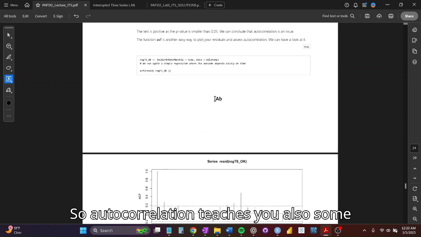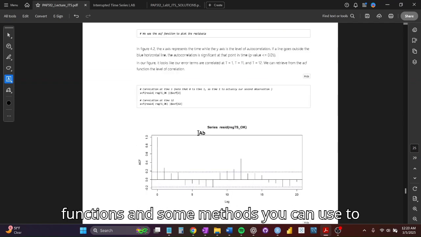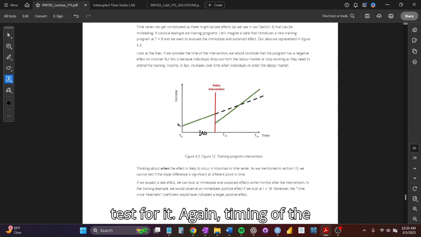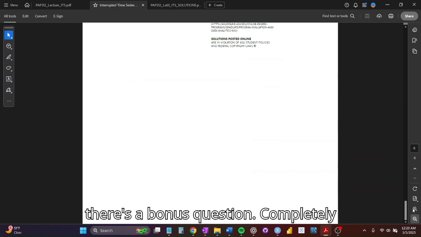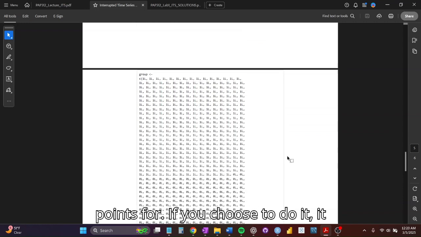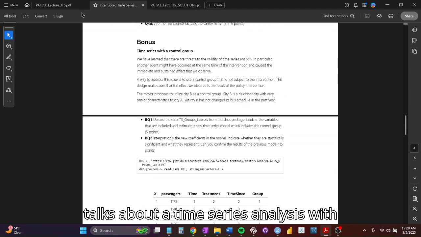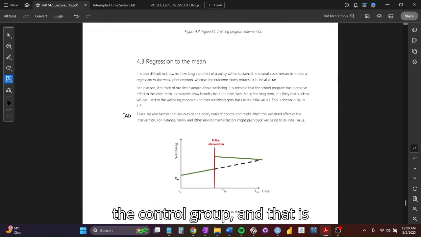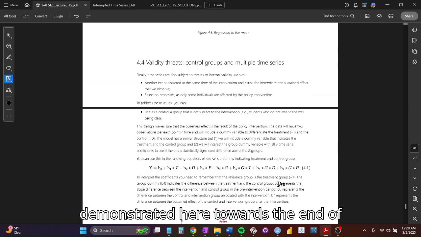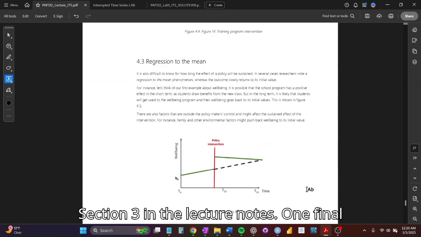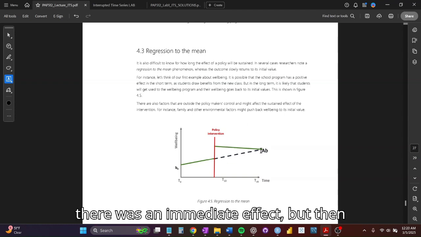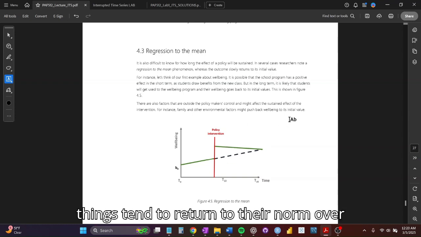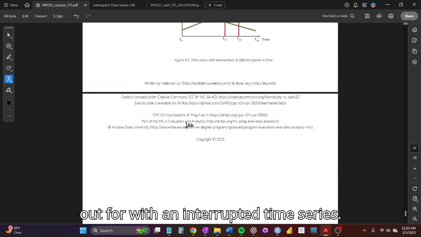Autocorrelation teaches you also some functions and methods you can use to test for it. Again, timing of the intervention. In fact, in the lab itself, there's a bonus question, completely optional, but you can get some bonus points for it. If you choose to do it, it talks about a time series analysis with a control group, and that is demonstrated towards the end of section 3 in the lecture notes. One final thing too is something called regression to the mean. Let's say that there was an immediate effect, but then things tend to return to their norm over time. So this is also something to look out for with an interrupted time series.